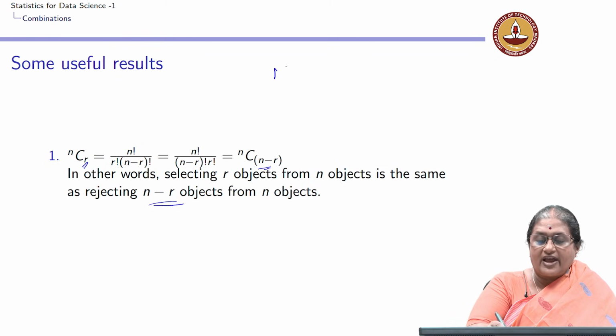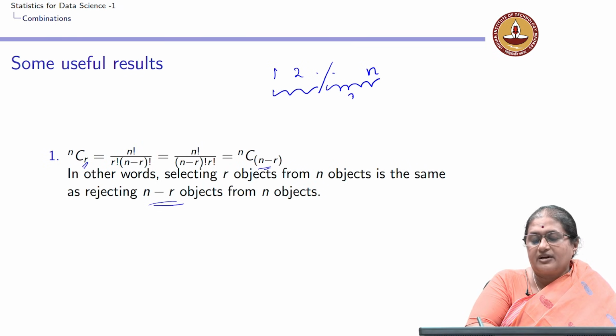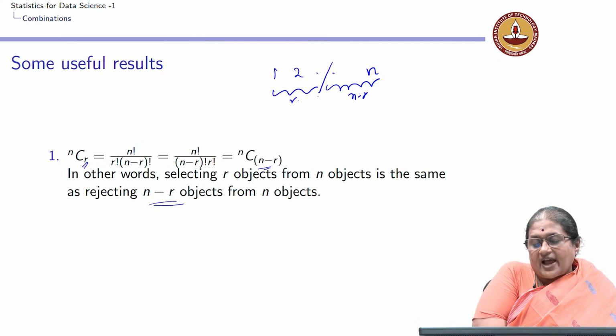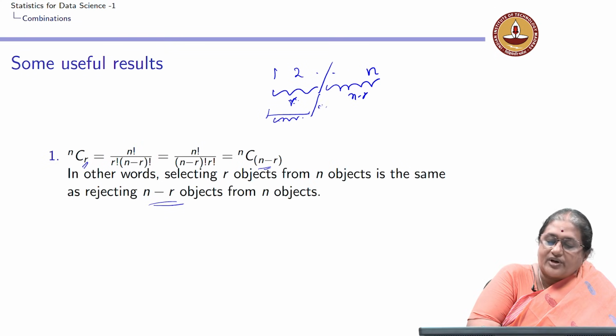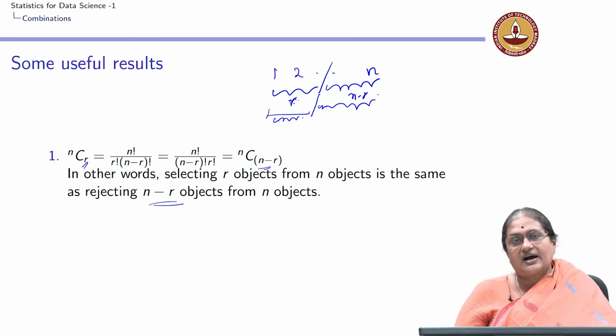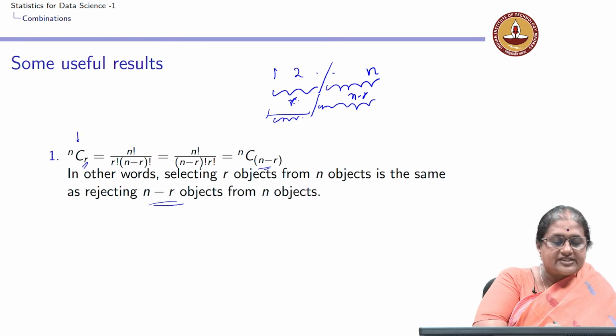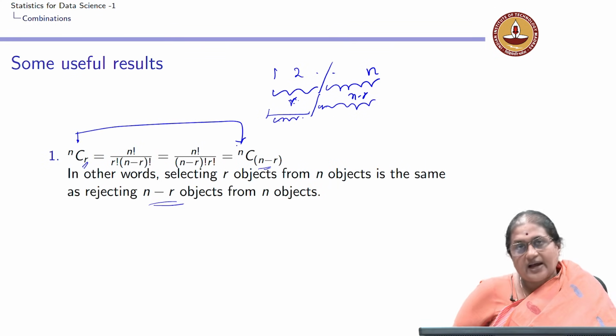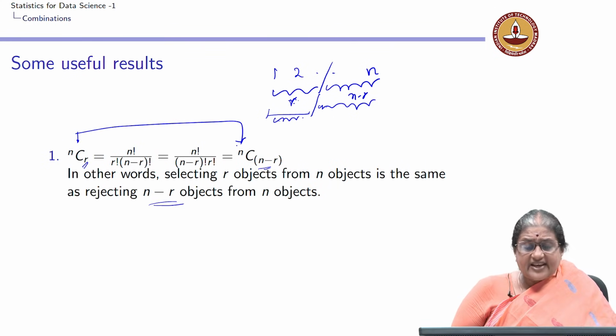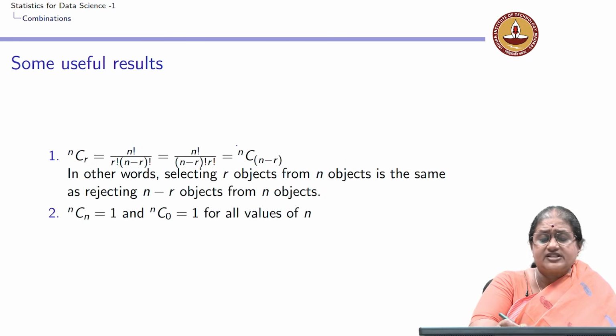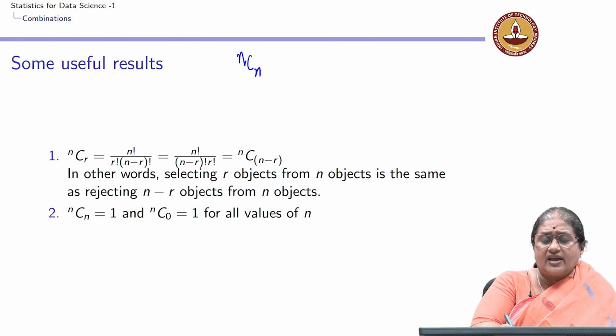So, if I have n objects or n people, if I select r of them, I am basically rejecting n minus r of them. So, the number of ways of selecting these r objects is equivalent to rejecting these n minus r of them, and that can be established by this identity.